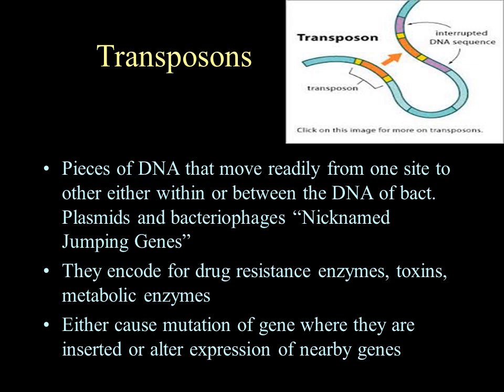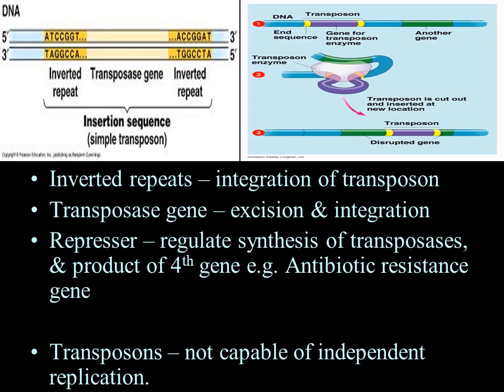They encode for different drug resistance enzymes, toxins, and metabolic enzymes. They either cause mutation of genes where they are inserted, or alter expression of nearby genes. Like if they are carrying a gene, they might get inserted into a place where there was an actual gene sequence. So the original gene that was present there, its function will be interrupted, and new genes will be inserted at that active site. So that's why transposons are basically responsible for the genetic changes.